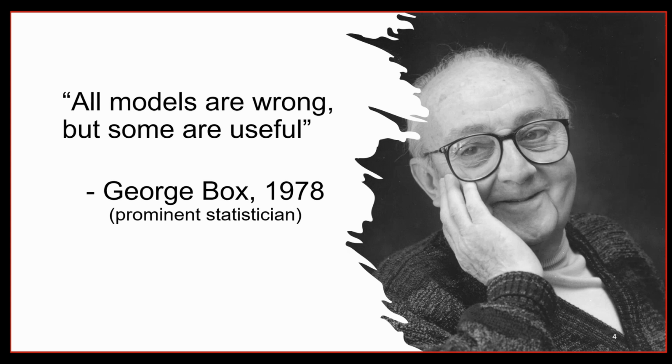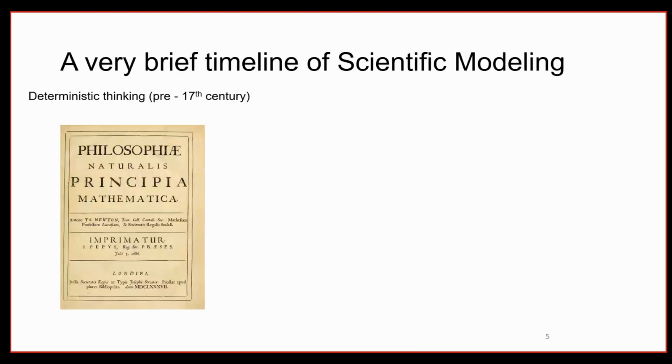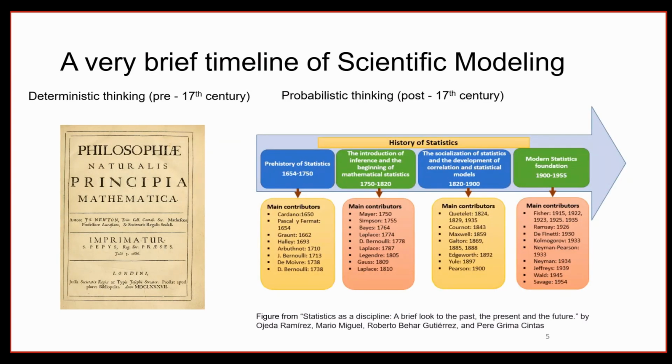A very brief timeline of scientific modeling. Before the 17th century, most of the models were deterministic models. This is Principia Mathematica, in which Newton gave three laws of motion, and they're all deterministic models. And post 17th century, a lot of the models we developed are probabilistic and statistical models. Here you can see a lot of names which are familiar to you, like Bernoulli, Bayes, Laplace, Kolmogorov, and whatnot.